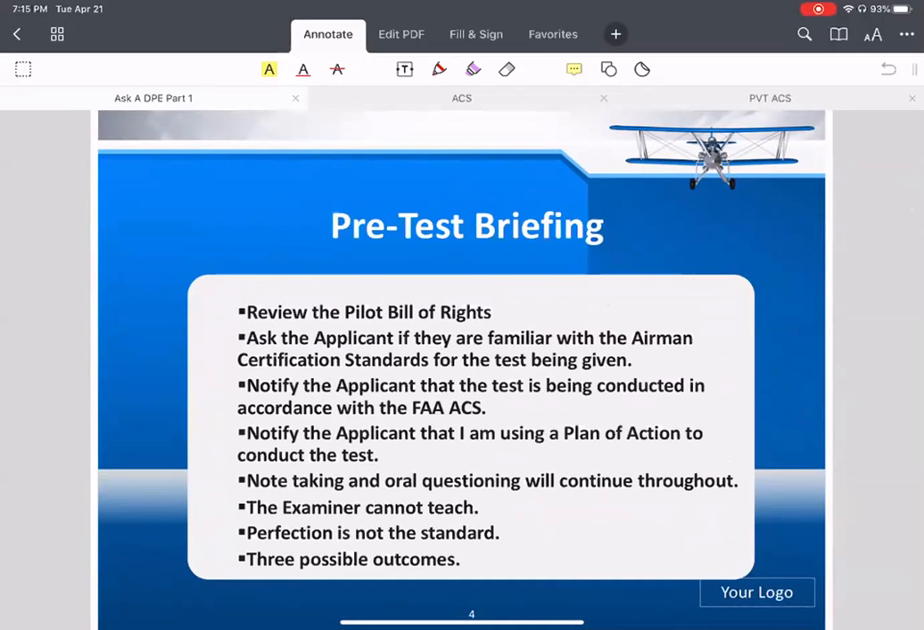First of all, we're going to review the Pilot Bill of Rights. If you're a student pilot, you've already signed recognizing that you understand the Pilot Bill of Rights. You had to do that to get issued the student pilot certificate. You will sign this document again when you take the private pilot flight test, the instrument rating flight test, the commercial flight test, flight instructor flight test, et cetera.